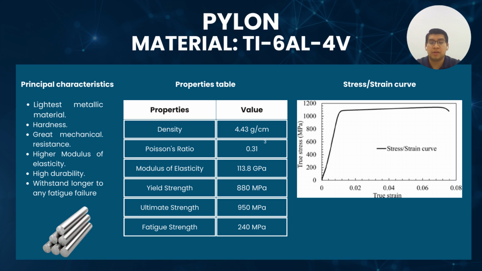Whereas for our pylon, we selected the titanium alloy Ti6Al4V, which, with its high yield and ultimate strength, allows the prosthesis to withstand longer any fatigue failure and to develop a great mechanical resistance, taking into consideration that because of its low density, it becomes the lightest metallic material in the market, guaranteeing a lightweight prosthesis.